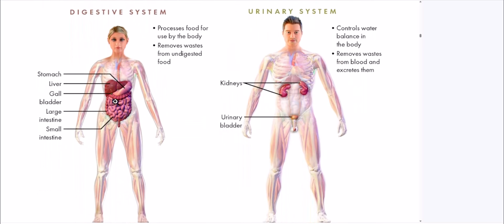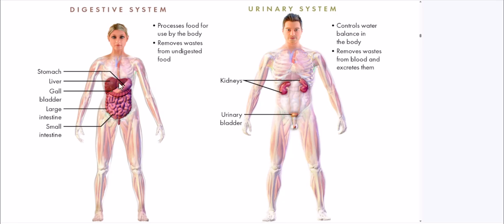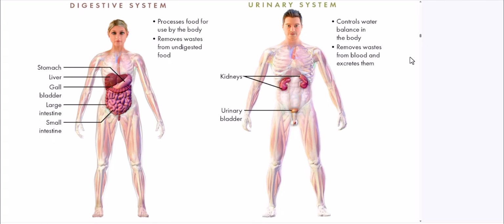When you see the stomach, the intestines, the liver, the esophagus, this is the digestive system. And when you see the urinary system, that is kidneys, ureter, bladder, and urethra, that is the urinary system. It is filtering blood, creating waste products.